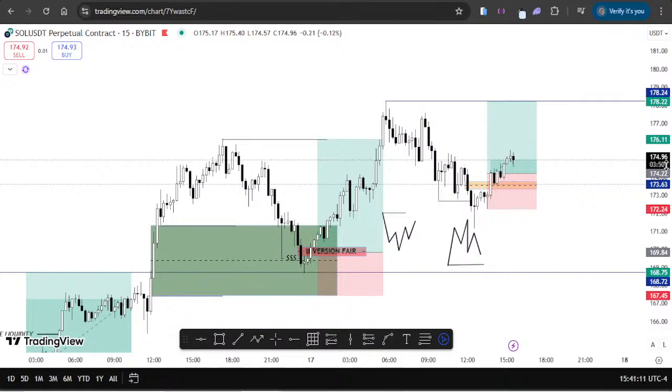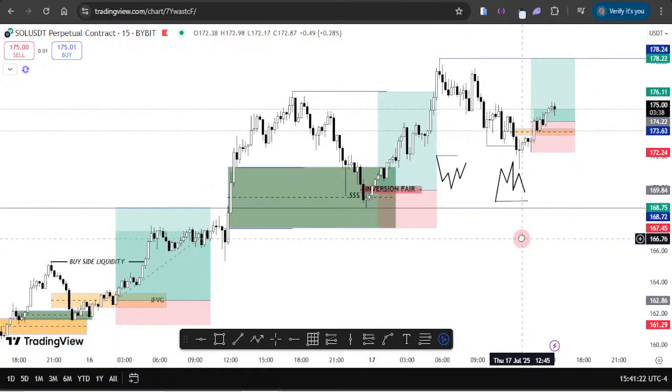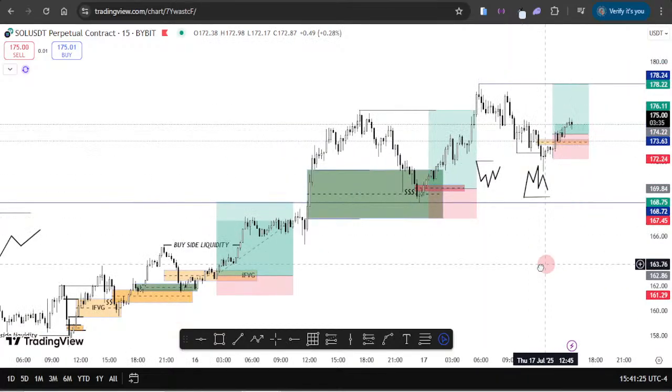There will be a recording of this video. I might actually upload the recorded session if time permits me, so that you can see how we framed these 3 positions using an inversion fair value gap.